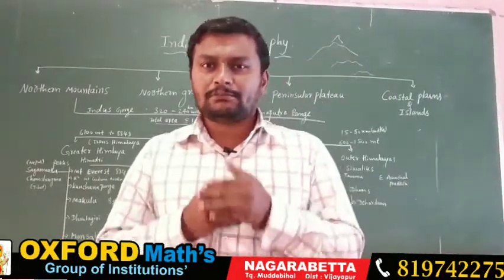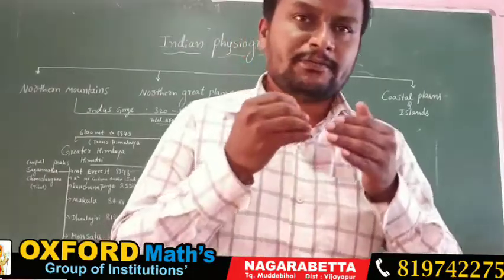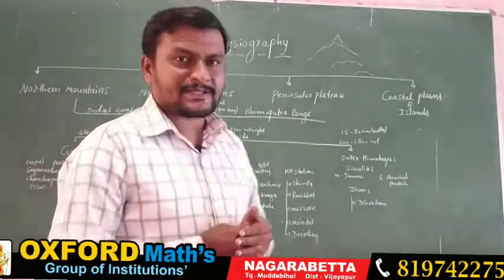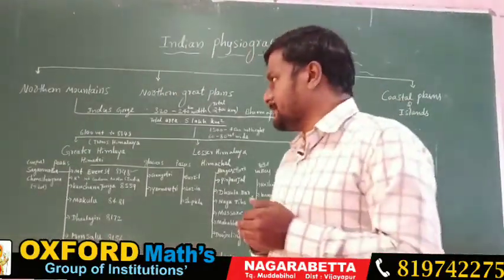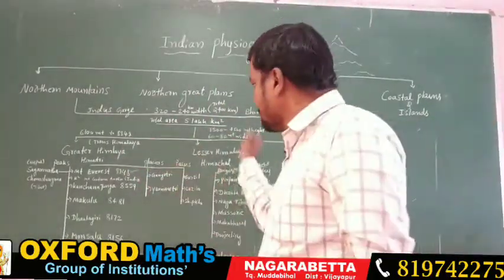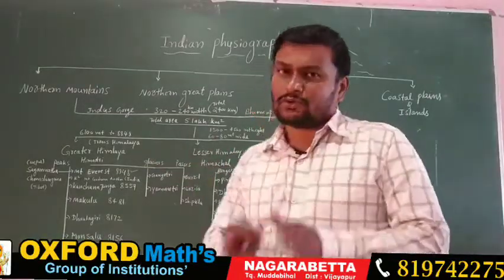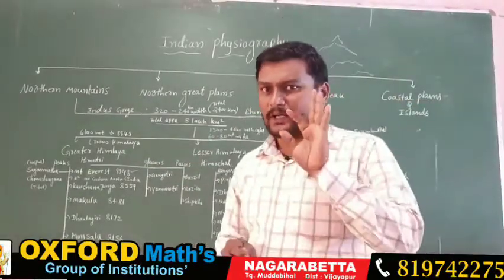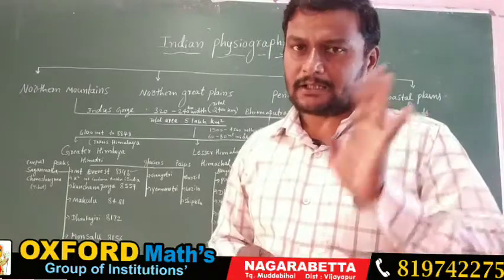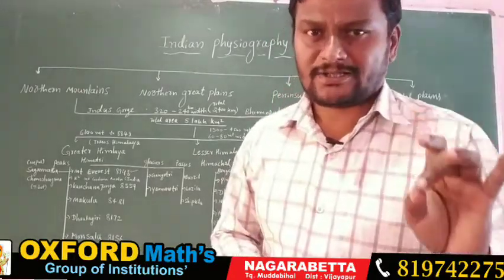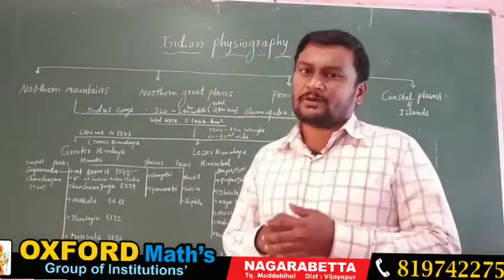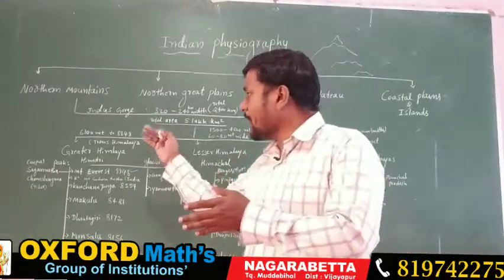So now we come to know very clearly the first important part of the physiographic division of India, which I have explained to you: the northern mountains. Once again I will revise it. They are divided into how many parts? I told you, 3 parts: the greater Himalaya, lesser Himalaya, and outer Himalaya. Another names are Himadri, Himachal and the Sivaliks. Now we are going to study the importance of these Himalayan northern mountains.